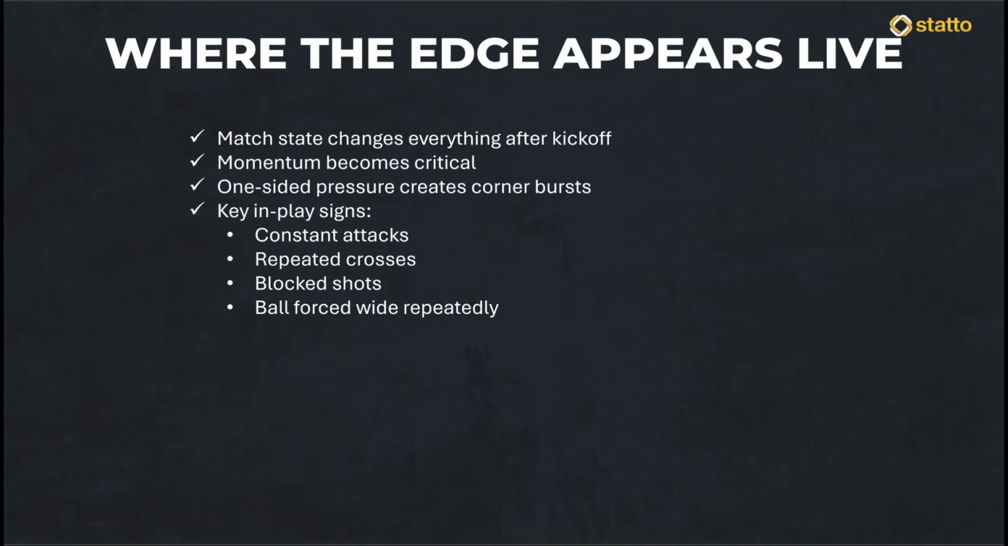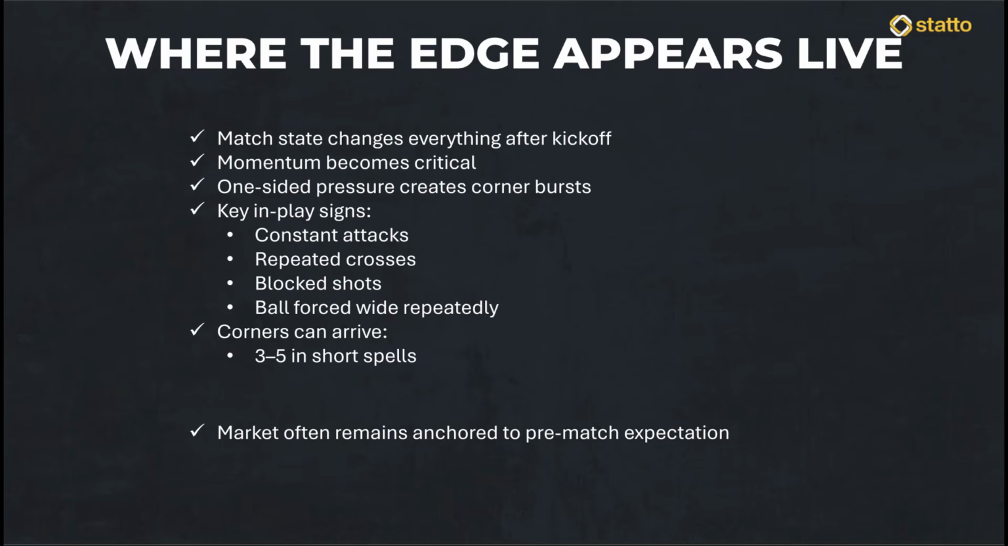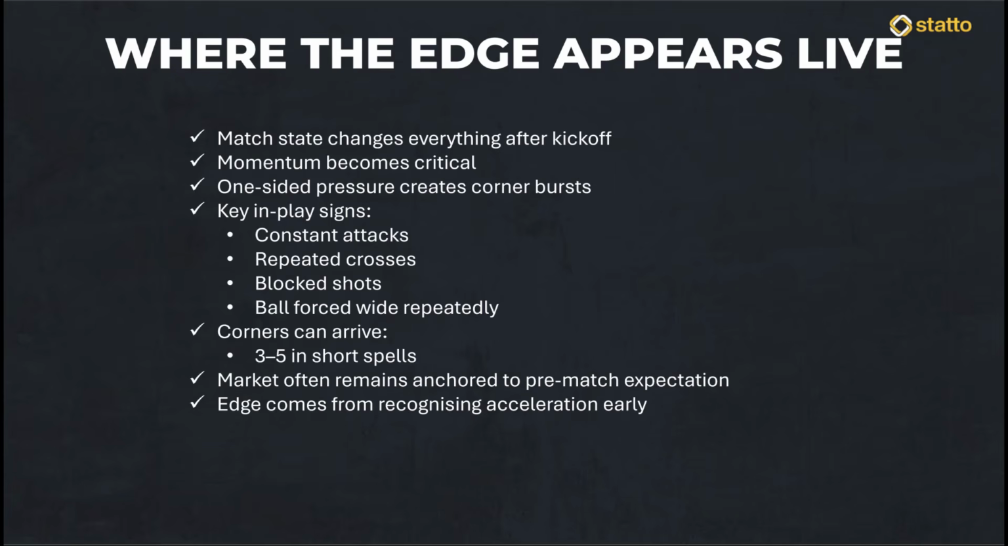Game state starts to matter, momentum starts to matter. You might get one team pinned back, defending wave after wave of attacks. You might see repeated crosses into the box, blocked shots, and the ball constantly being forced wide. And in those moments, corners don't behave like a steady average anymore. They come in clusters. You'll often see 3, 4, even 5 corners arrive in a short spell, simply because one team cannot relieve the pressure.